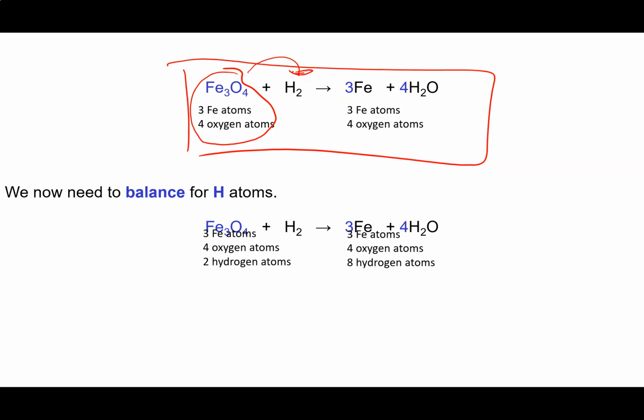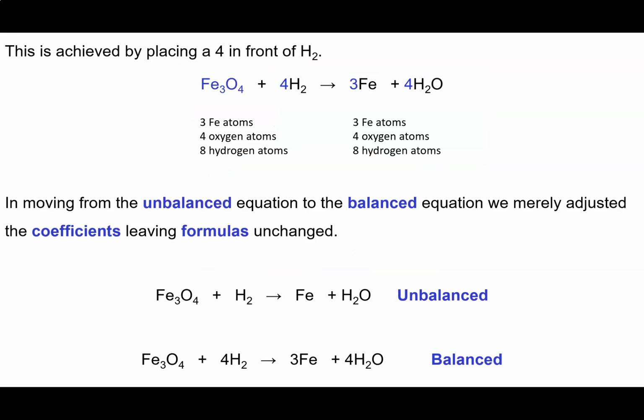And what I see now, my problem is that I've got 2 hydrogen atoms on the left and I've got 8 hydrogen atoms on the right. So how am I going to get my 2 up to 8? I'm going to have to multiply everything by 4, aren't I? So what I want to be doing now is putting a 4 in there. All right, there we go.